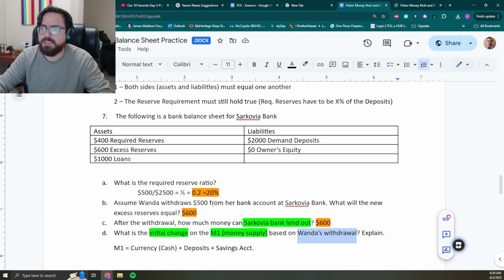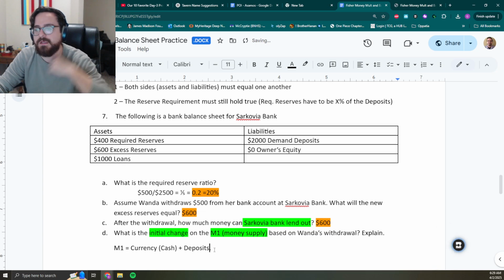No, also no. M1 is this plus this, plus this, which isn't even in the question. So I'm ignoring this last thing because it's not even in this table at all. Okay, I'm going to ignore that for now.